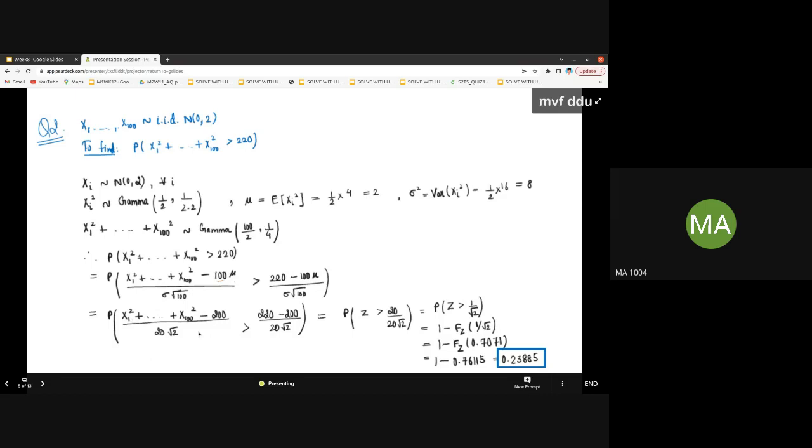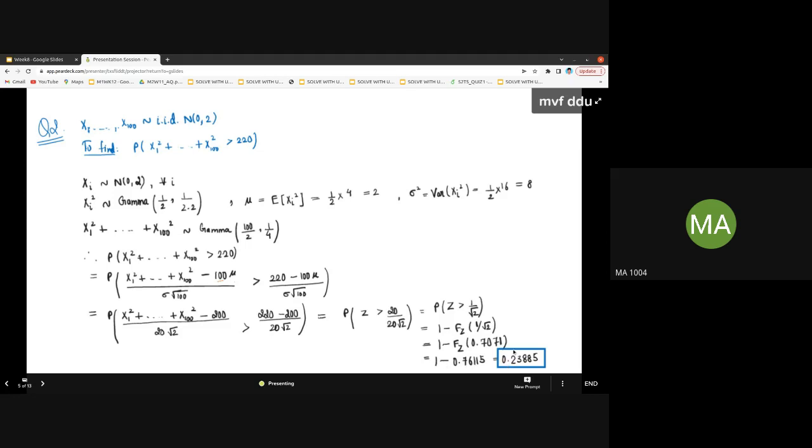So now this whole thing can be replaced with capital Z, which follows standard normal, and the right side will be 220 minus 200 divided by 20 root 2. If you simplify it, you are going to get 1 by root 2. The probability that Z is greater than 1 by root 2 is 1 minus F_Z of 1 by root 2. And 1 by root 2 is approximately 0.7071. We have given the value of F_Z of 0.7071 in the question. Just substitute that, and 1 minus that will be the answer.